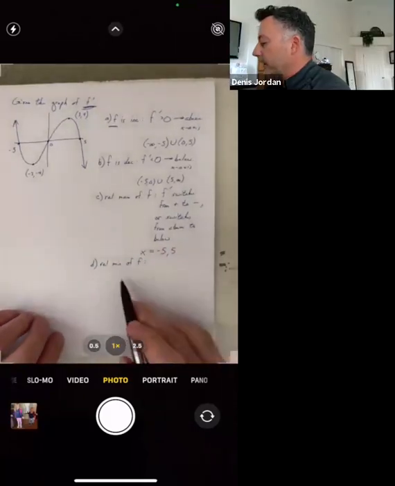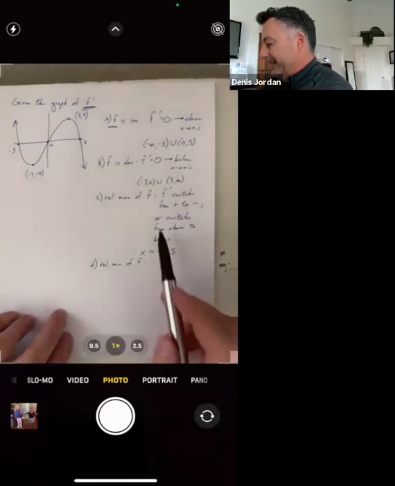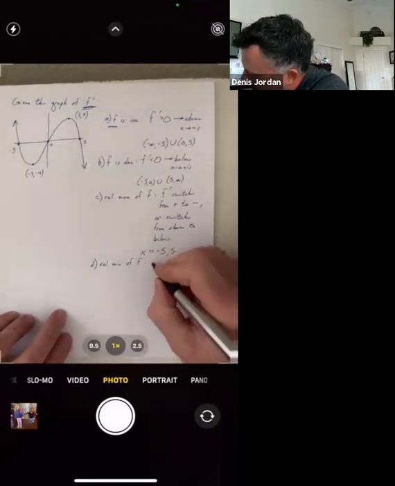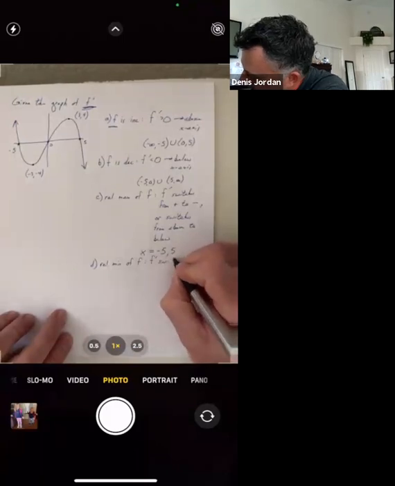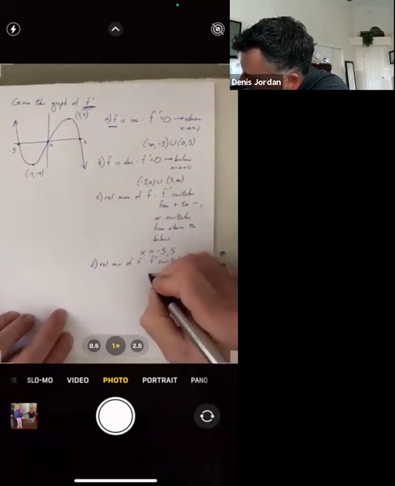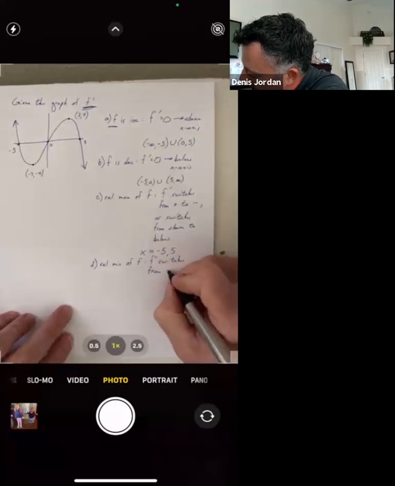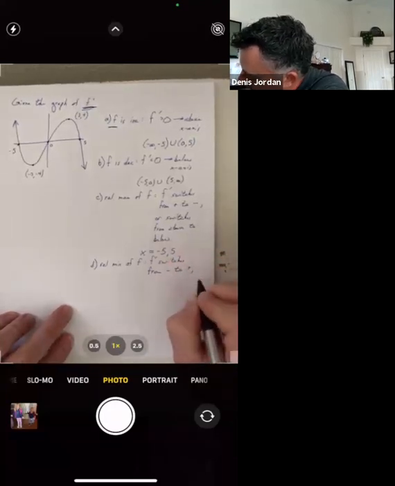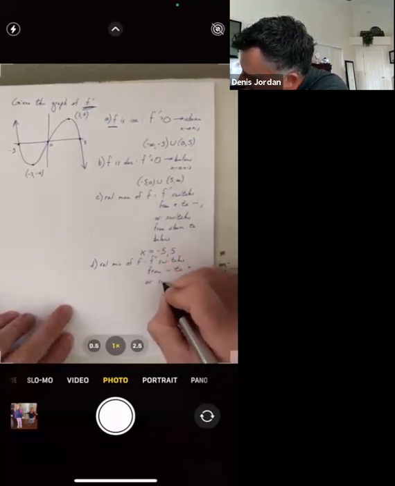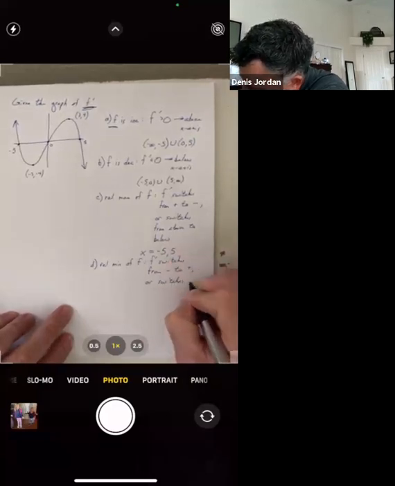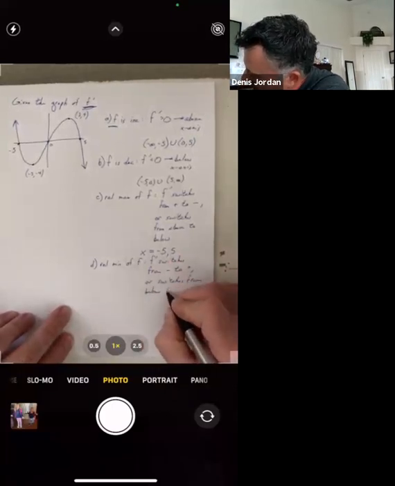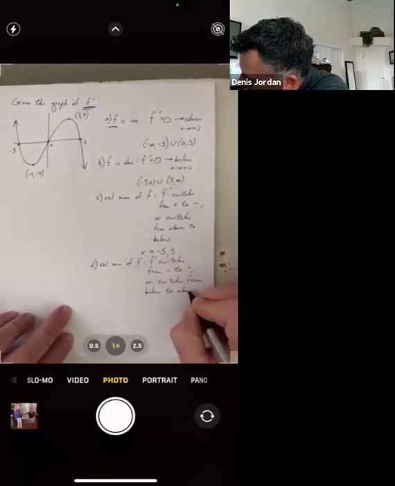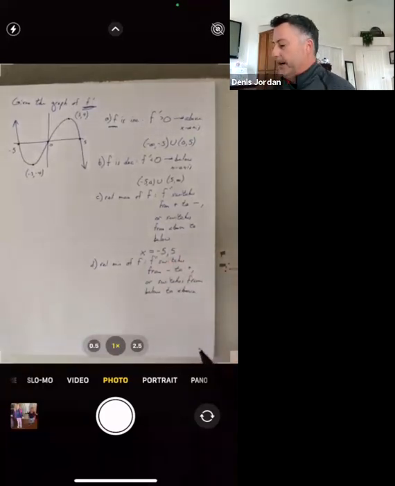Okay, so then the counterpart, the relative min, now it's just the reverse, or the opposite, I guess. So the derivative, it's still switching, but it's switching from negative to positive. Or it switches from below to above your x-axis.